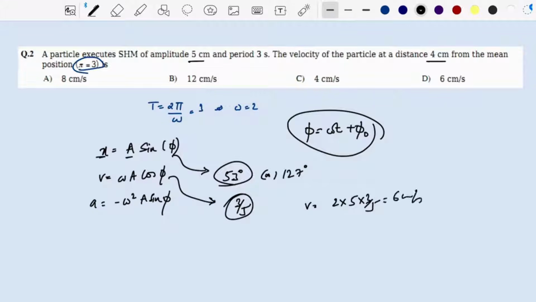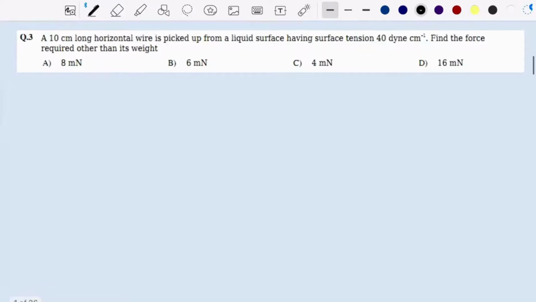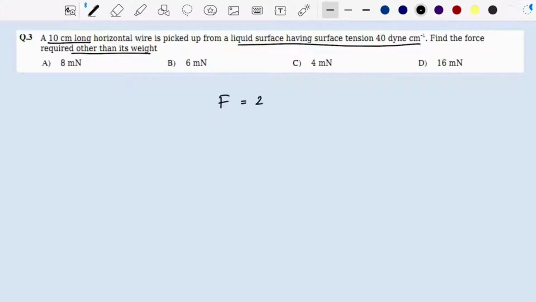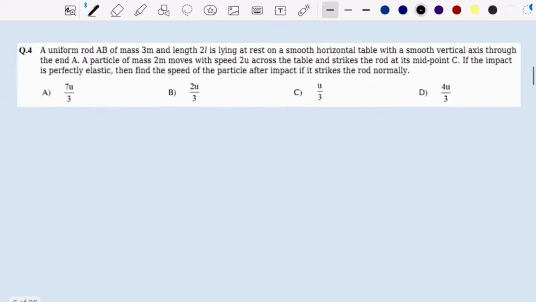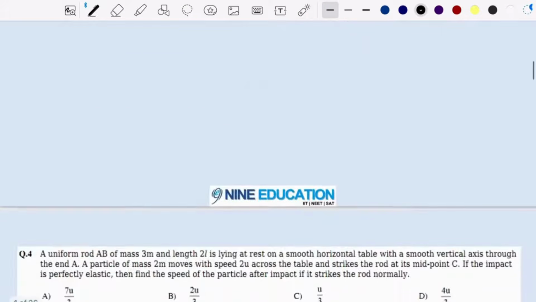Moving on, a 10 centimeter long wire is pulled from a liquid surface having surface tension 40. Force required other than its weight: force due to surface tension will be 2 SL. 2 into 40 dynes into length 10 centimeters. So this is going to be, if you observe, 800 dynes, which is 800 into 10 power minus 5 newtons, which is 8 millinewton. You can just see 4 and double of the answer is going to be there. The only option which has 8 is here, which is the right answer.